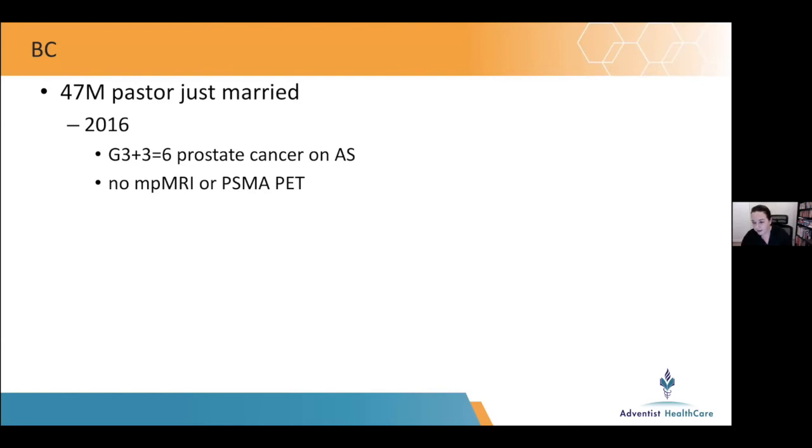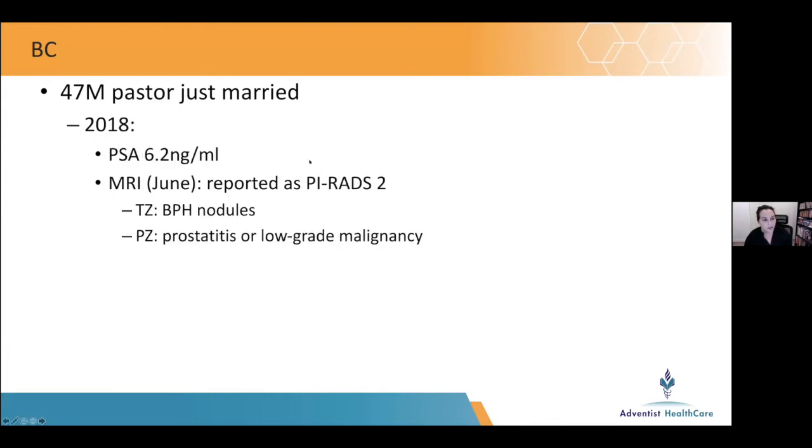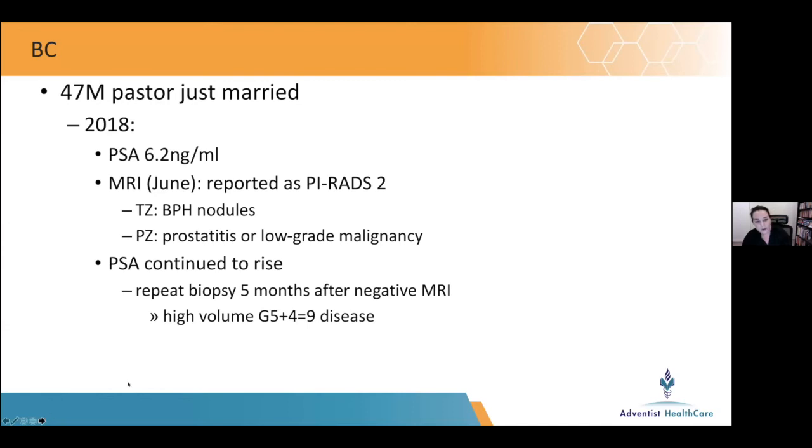Now, this was at an outside institution and he did not have an MRI prostate or a PSMA PET at the time of diagnosis. And then 2 years later, he came to see a urologist at our hospital. His PSA was rising, 6.2, and so he had an MRI prostate. And this was reported as PIRADS 2 changes, and I will show you that. His PSA continued to rise, and so he had a repeat biopsy 5 months after the MRI, and he was found to have high volume Gleason 5+4=9 disease, at the age of 47.